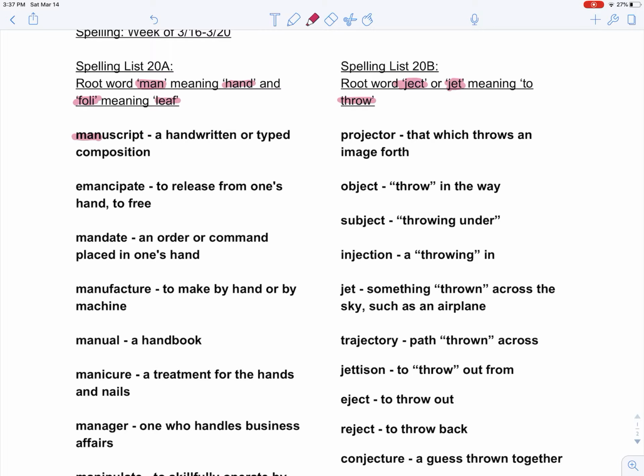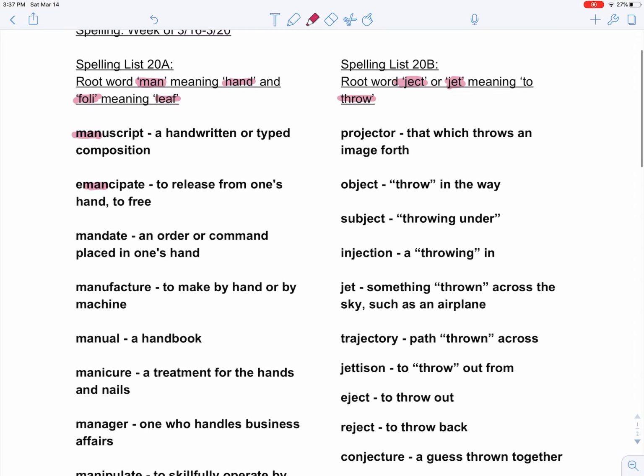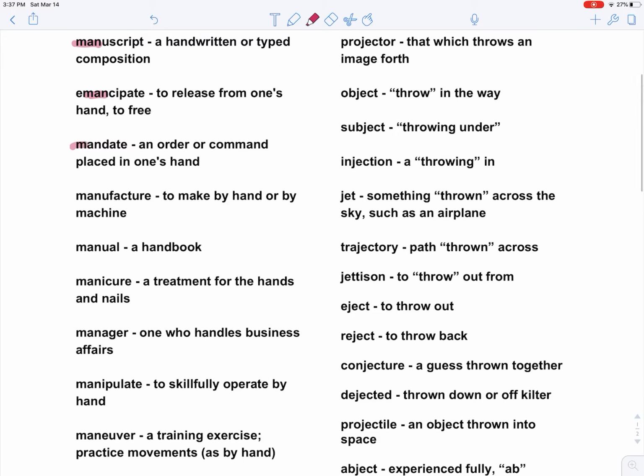Okay, so if we go through and highlight our roots, there's man in manuscript, which is a handwritten or typed composition. We have emancipate, to release from one's hand or to free. You often hear emancipate used with being freed from slavery. Mandate is an order or a command that originally would have been placed in one's hand, is where that comes from. Manufacture, to make by hand, or now by machine, but that's how it started.